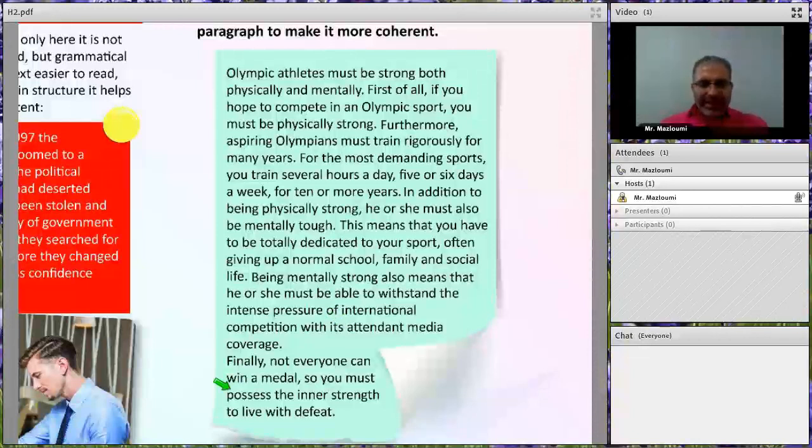Well, to possess means to have something, to own something. Inner means innate, inside. It is the opposite of outer. Strength is the noun form of strong. Remember, strong, strength, and the verb form was strengthen. The opposites are weak, weakness, and weaken. To live with defeat. Defeat is the opposite of winning. It means failure. It is the opposite of victory. It means not success, defeat.